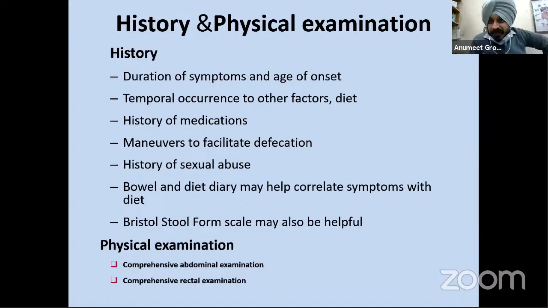The temporal occurrence related to other factors like diet, change of lifestyle, medications. A bowel and diet diary may help to correlate symptoms. And the Bristol stool scale form may also be helpful. I'll be telling you in the subsequent slide what the Bristol stool form is. Physical examination, that is comprehensive abdominal and rectal examination, is important.